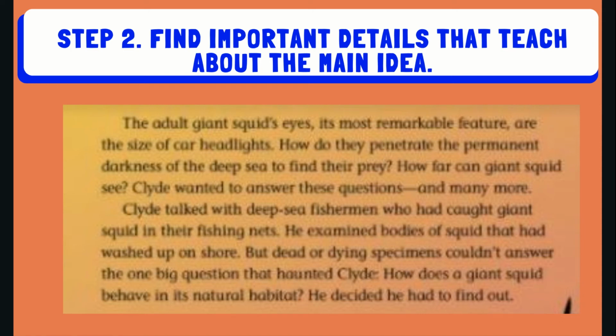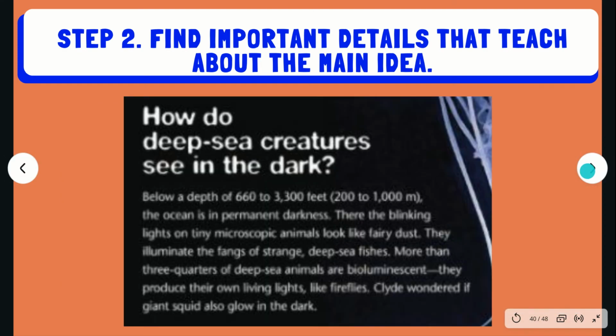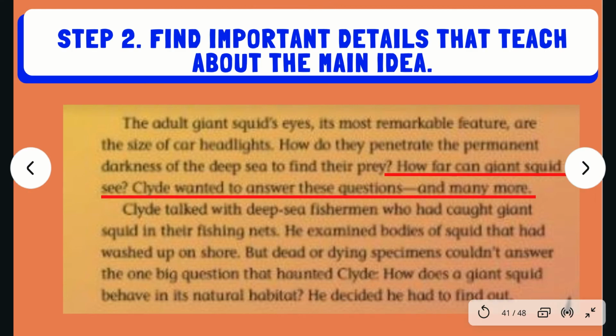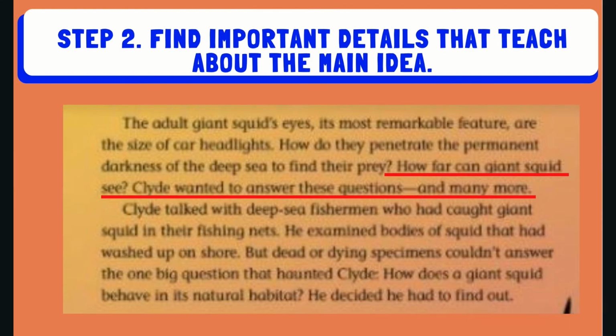In your answer choices, you had details from pages 24 and details from 25. However, some of those details were not very important to our main idea. Remember that the main idea was that Dr. Roper had many questions about the squid. One detail that does teach us about the main idea is that Dr. Roper wanted to know how giant squid see in the dark.